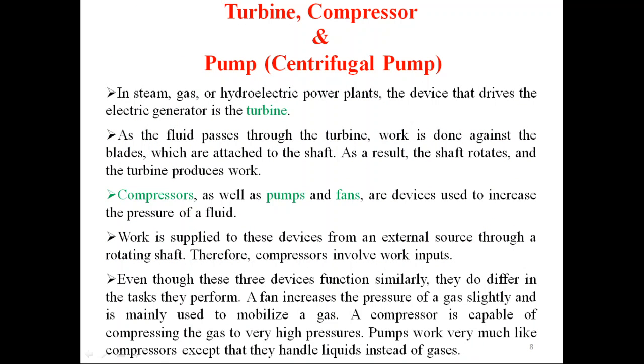Next is turbine, compressor and pump. In this we will consider the centrifugal pump. In steam, gas or hydraulic power plants, the device that drives the electric generator is the turbine. As the fluid passes through the turbine, work is done against the blades which are attached to the shaft. As a result, the shaft rotates and the turbine produces work. Compressors as well as pumps and fans are devices used to increase the pressure of a fluid. Work is supplied to these devices from an external source through a rotating shaft. Therefore, a compressor involves work input. So in a compressor we are supplying the work, and from a turbine we are getting the work as output.